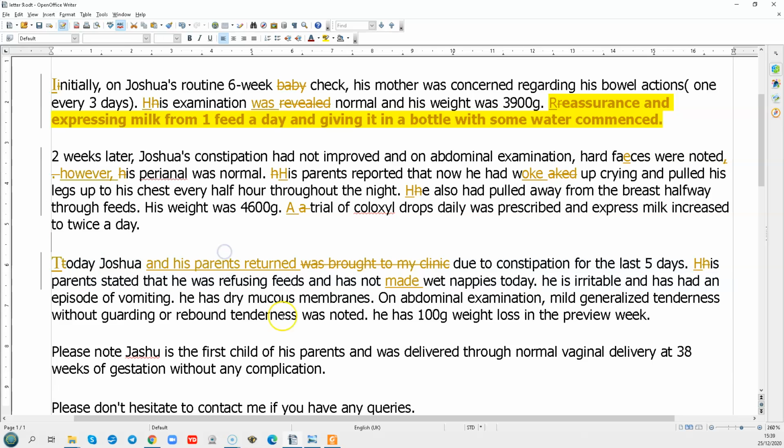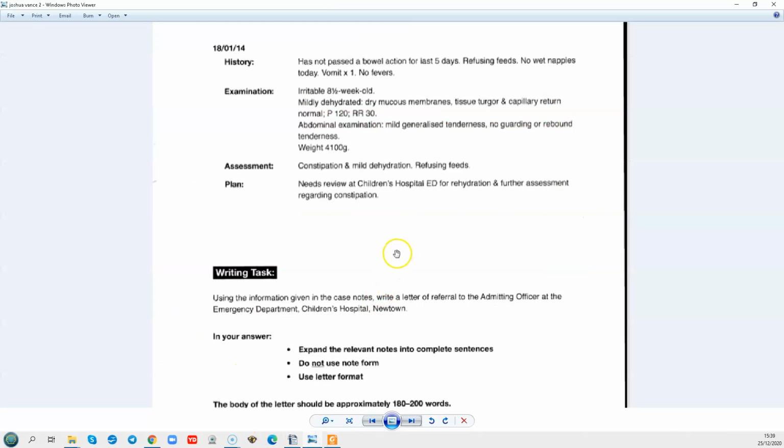Today, Joshua and his parents returned, complaining of, or stating, you could say stating, but maybe complaining that he was refusing feeds, not made any wet nappies. Now, then here we have several short sentences that are virtually just like case notes. You're supposed to transform these. So, what are we?